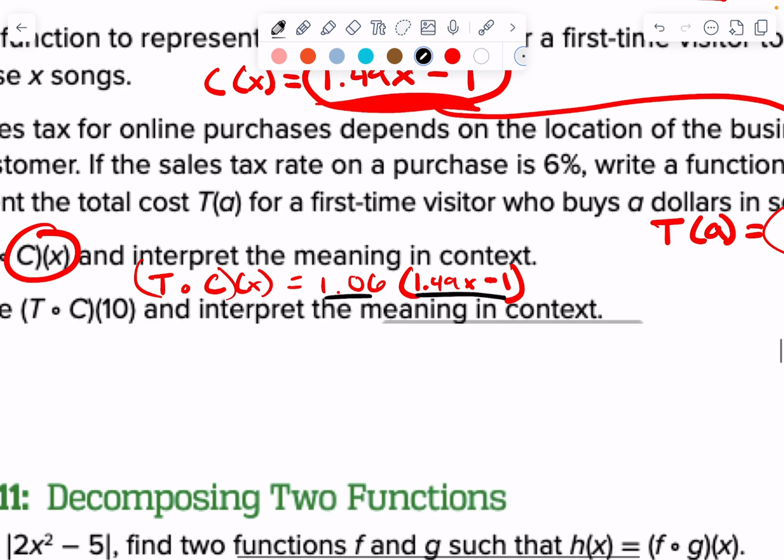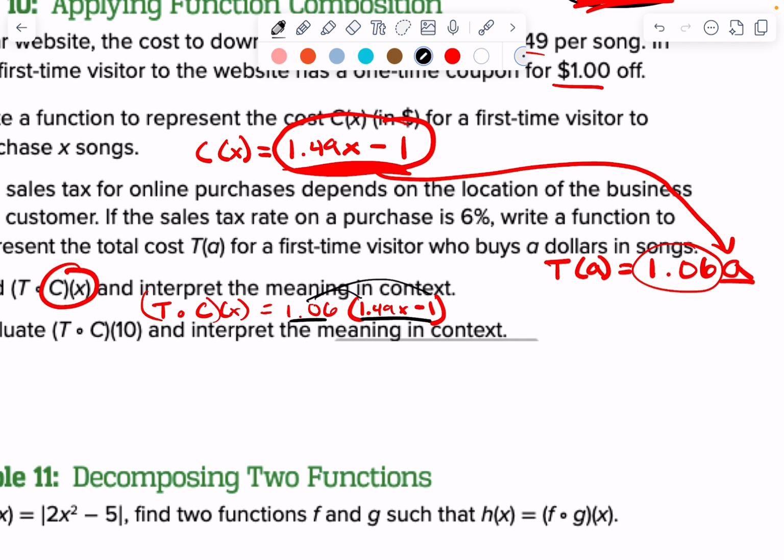Okay, so I'm calculating the amount of money that I'm spending and then multiplying by the tax. Okay, and then if I distribute that through, let's make that look a little nicer. 1.06 times 1.49, and that is 1.5794x minus 1.06. So that is what that is.